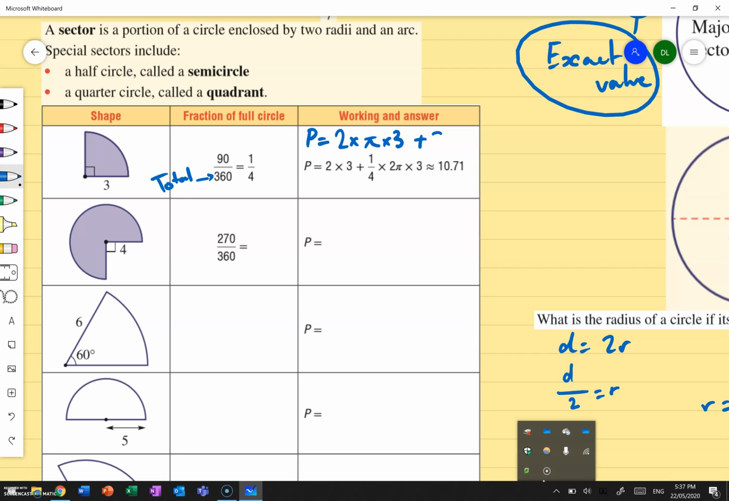So I'm going to add 3, oops, sorry about that, and then add 3, or in other words, add 2 times 3, but we'll just leave it at that. And that gives us an answer of about 10.71. So that was a bit confusing, so let's go ahead and do that again.